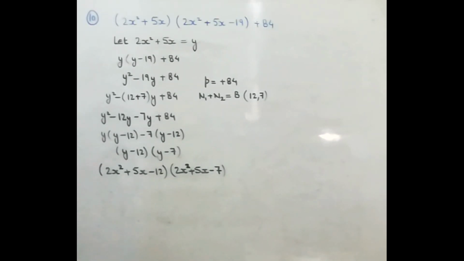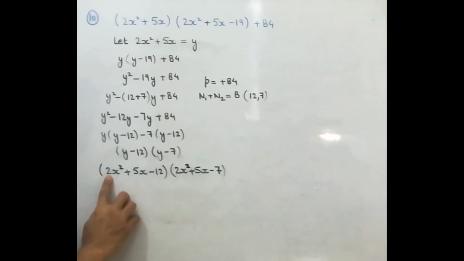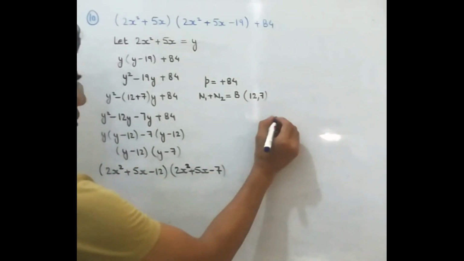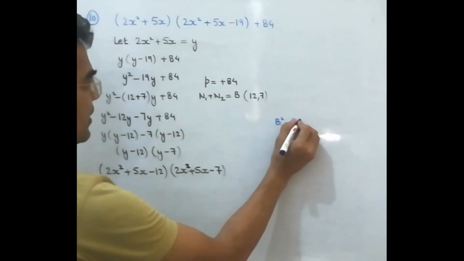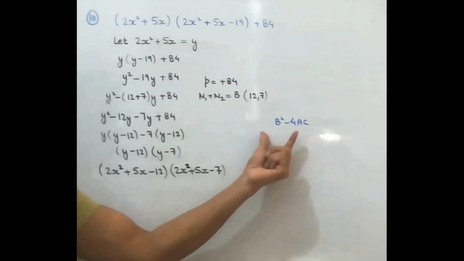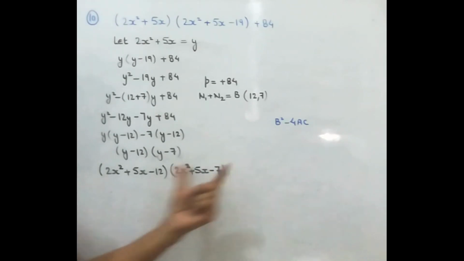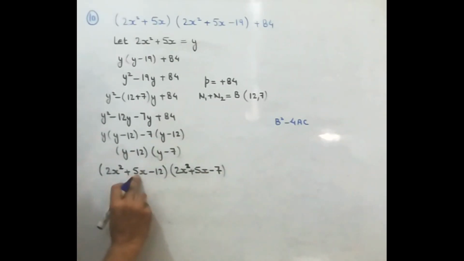Now to check whether this can be further factorized or not, this is its A, this is B and this is C. You will check for B square minus 4AC. If you get a result for this as a perfect square, that means this trinomial can be factorized further. So let's check it. B is 5.